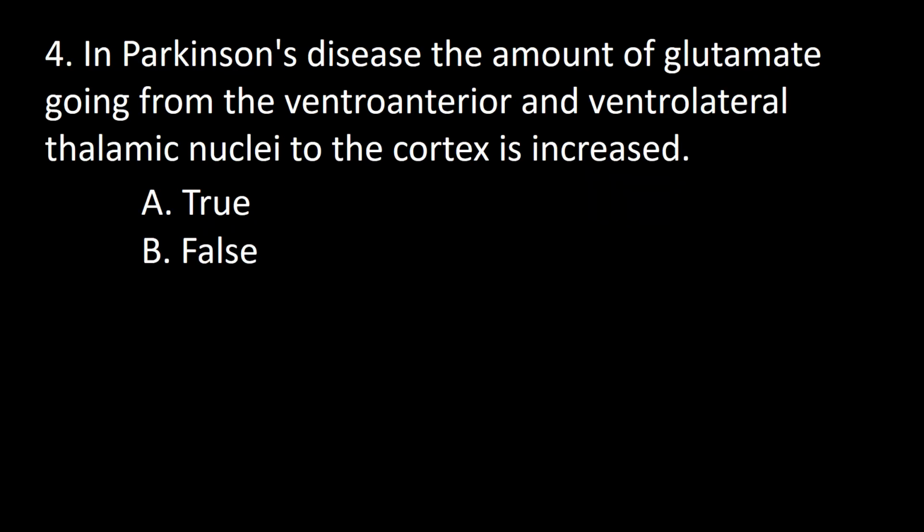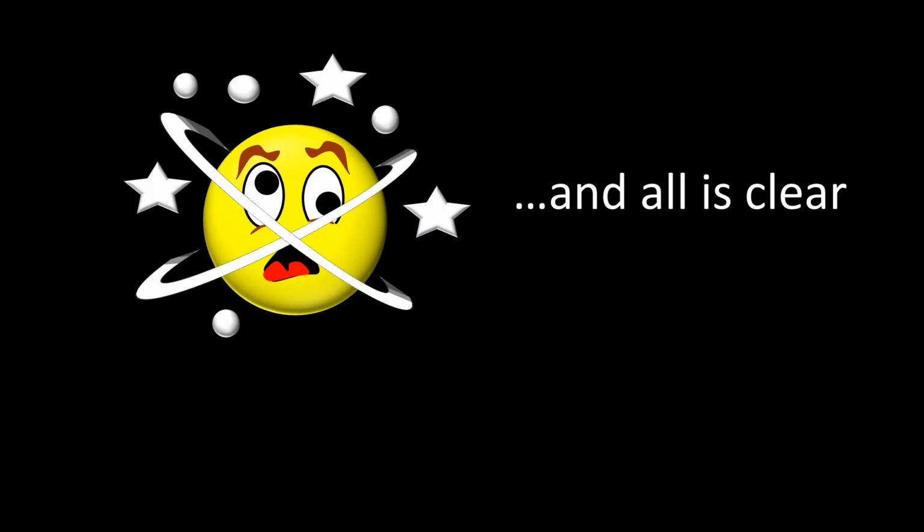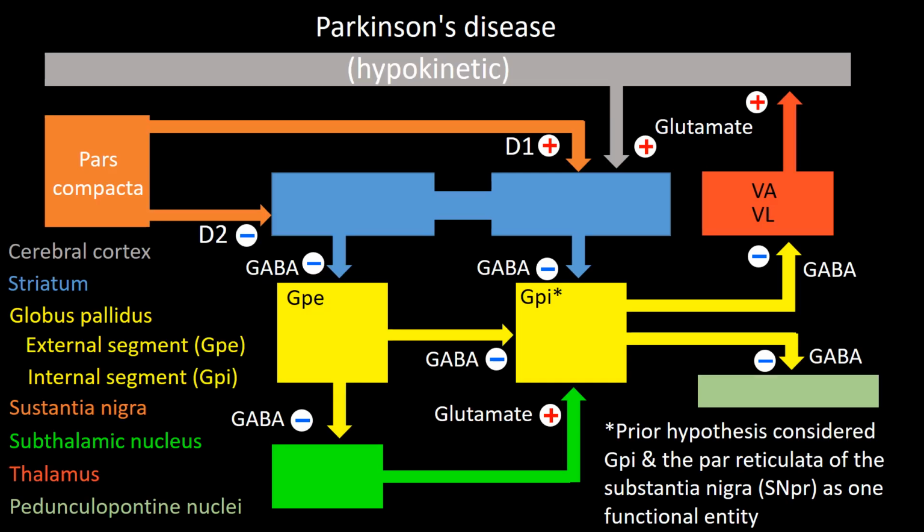Next question. In Parkinson's disease, the amount of glutamate going from the ventroanterior and ventrolateral thalamic nuclei to the cortex is increased. A true, B false. Now that we know all that is needed to know to understand Parkinson's disease and all is clear, we are going to start talking about Parkinson's disease. As you know, Parkinson's disease is a hypokinetic condition. In the next few frames, I will show the changes leading to Parkinson's disease.